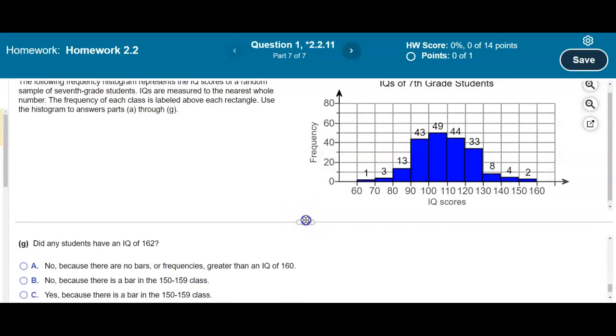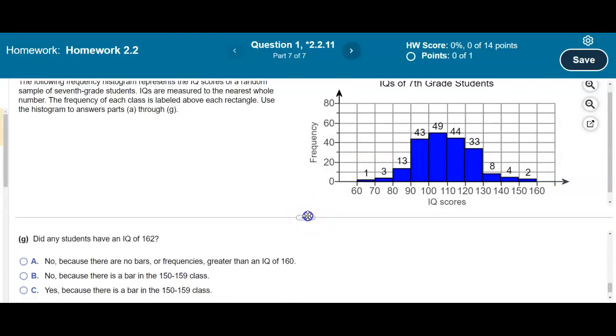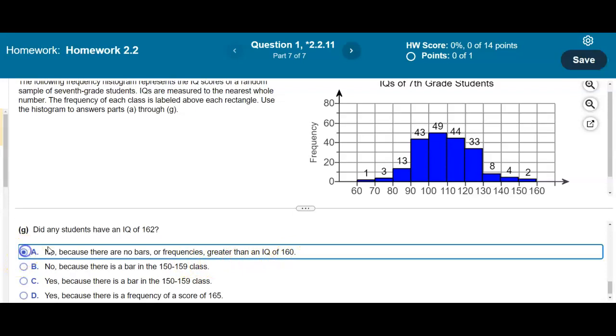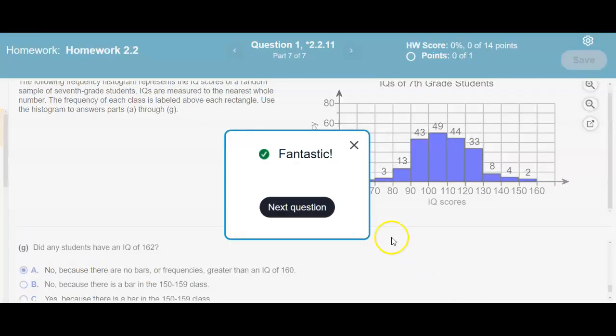Okay, now for part G, it said, did any students have an IQ of 162? Now remember, 162 is beyond 160, and we do not have any information over there. So we would say that no, because there are no bars or frequencies greater than an IQ of 160. So that would be our answer for that part.